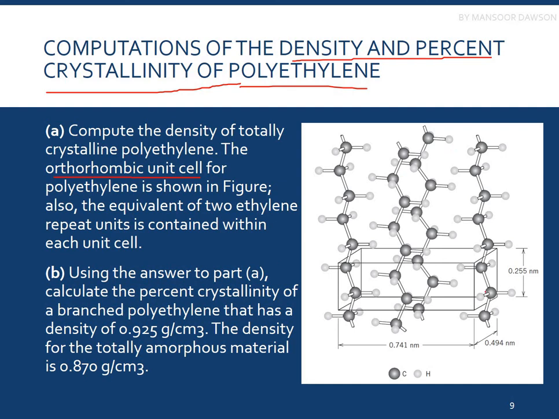And each unit cell has two ethylene units, so we'll be multiplying by 2 as well. The number of atoms per unit cell is 2, which is given in the question. Okay, so first let's do this part A, and then we'll come to the part B.